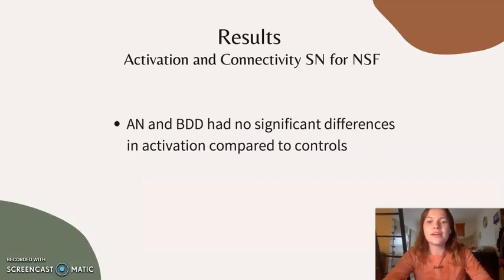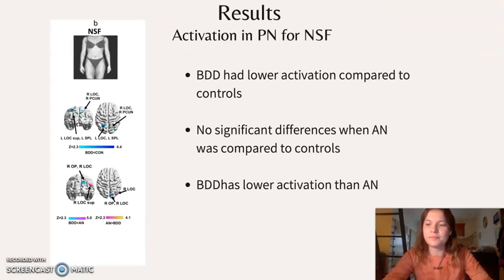When it came to activation and connectivity in the striatal network when viewing normal spatial frequency images, there were no significant differences among groups. It was found that there was lower activation in BDD than controls in the parietal network when viewing normal spatial frequency images. When AN was compared to controls, there was no significant differences in this network. However, BDD showed lower activation than AN in parts of this network.